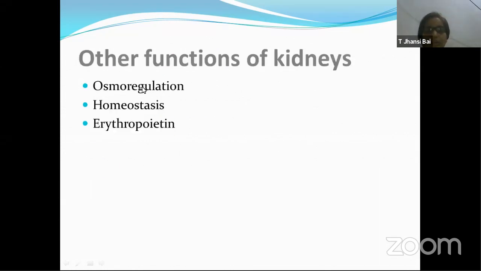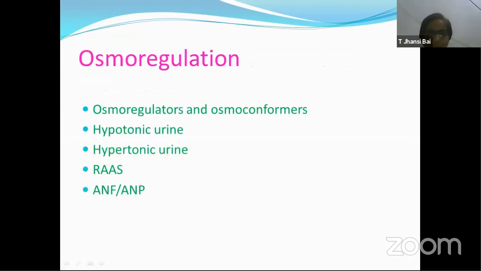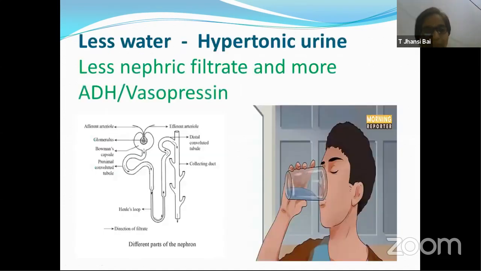I told you that on the day that you take a lot of water, urine output is more, and on the day you take less water, urine output is less. That is what osmoregulation is. Because of this, there would be situations where hypotonic and hypertonic urine is produced accordingly. How this happens, let's try to look at it.